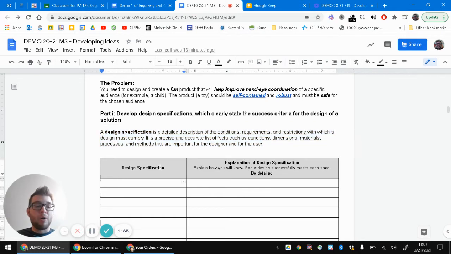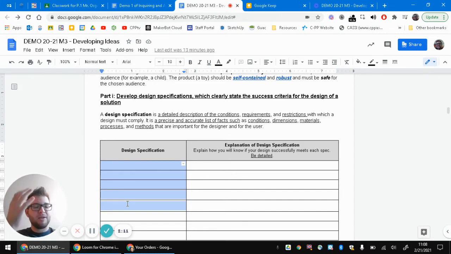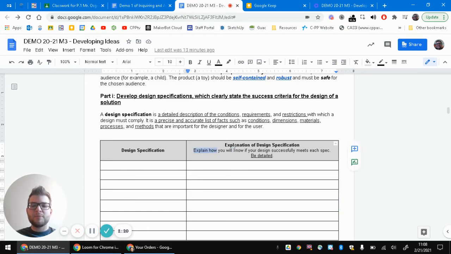So I've broken it down for you like I tend to do with these little pieces of this whole project. What you can do is list your design specifications simply in the left column, which is basically a couple words that'll help you remember what the specific thing you're trying to meet is. And then you can explain it on the right. This is where you explain how you'll know if your design successfully meets the design spec on the left. So this is what clearly state the success criteria means. It means, how do we know that this will be successful? What do we need to do to make sure that it meets the design specs?